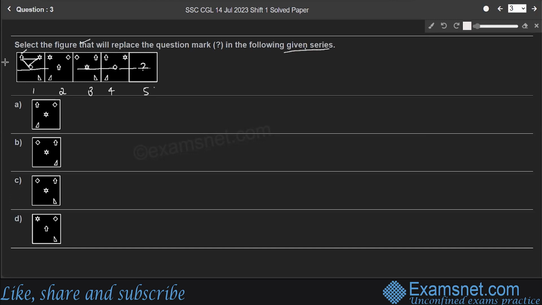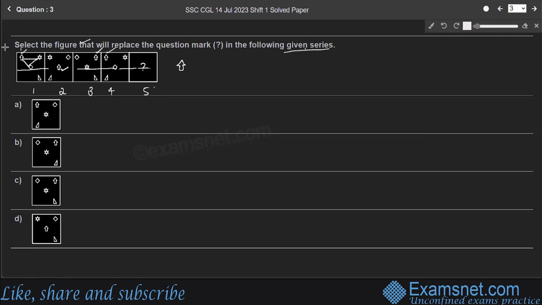So look at the arrow mark in the first figure. This arrow mark has come down to the central portion in the second figure. So it goes to the third portion, which is the top right corner in the third figure. In the fourth figure, look at its position. So the arrow mark is rotating in anti-clockwise direction. Therefore, in the 5th figure, the position of the arrow mark should be at the center, like this.